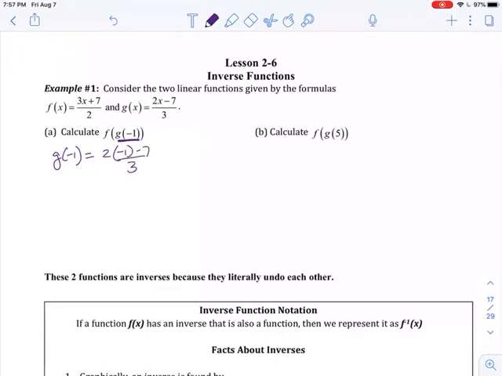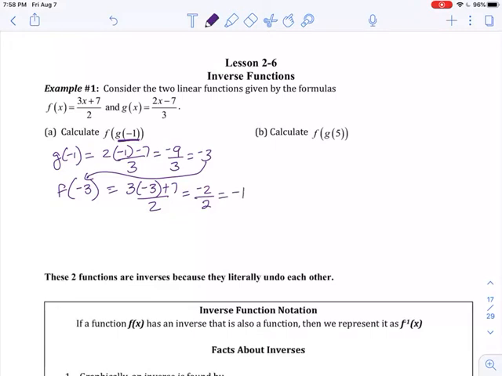2 times negative 1 is negative 2, minus 7 is negative 9, and negative 9 over 3 is negative 3. So this now gets substituted in for f. So I'm going to do f of negative 3. This negative 3 now gets substituted into the f function. So f of negative 3 is (3 times negative 3 plus 7) over 2. 3 times negative 3 is negative 9 plus 7 is negative 2. And negative 2 over 2 equals negative 1.